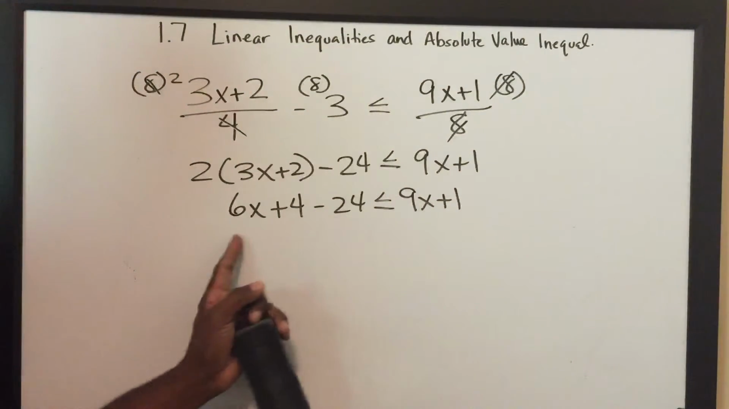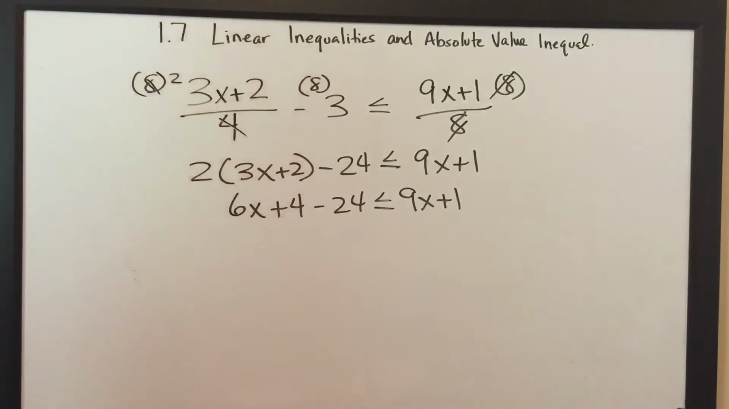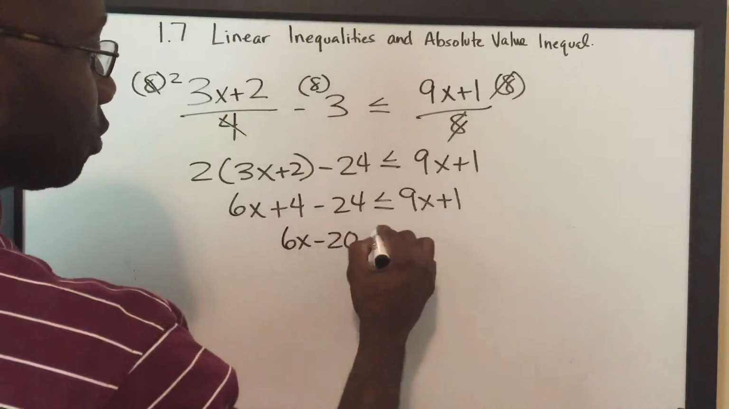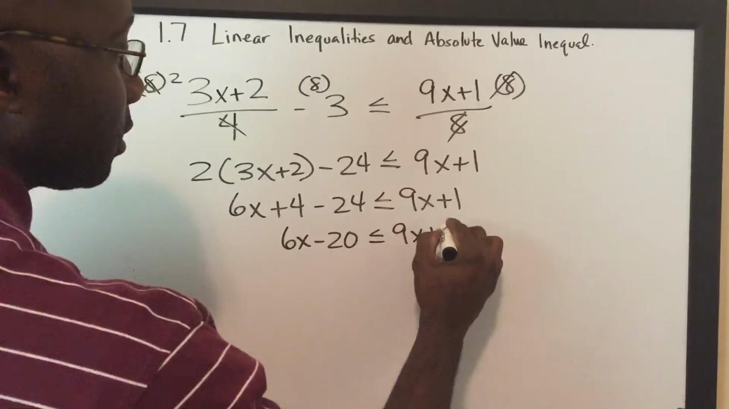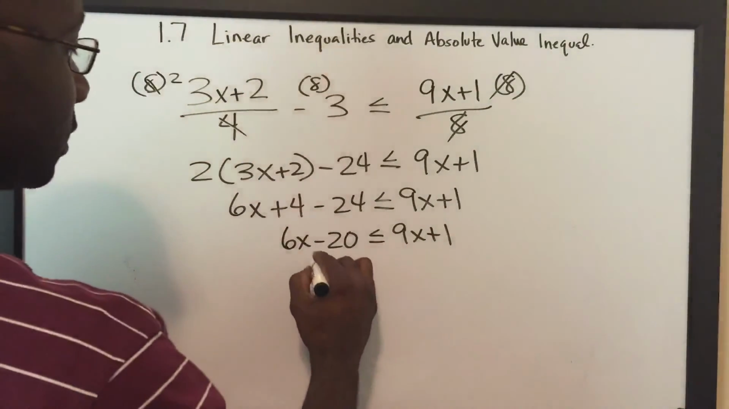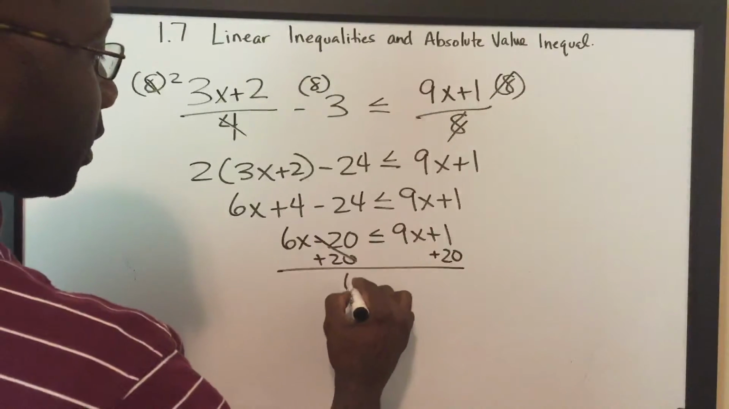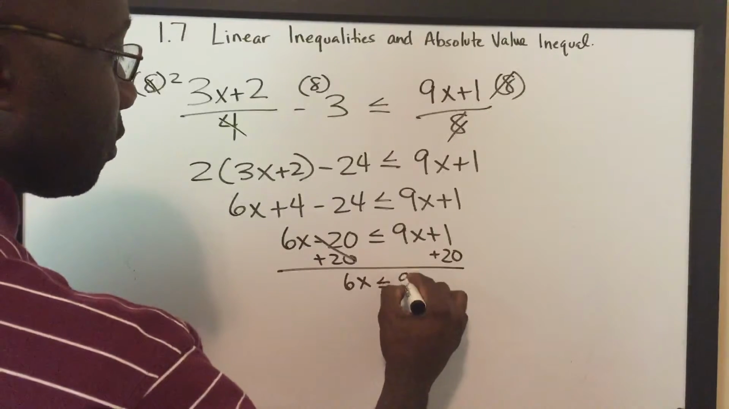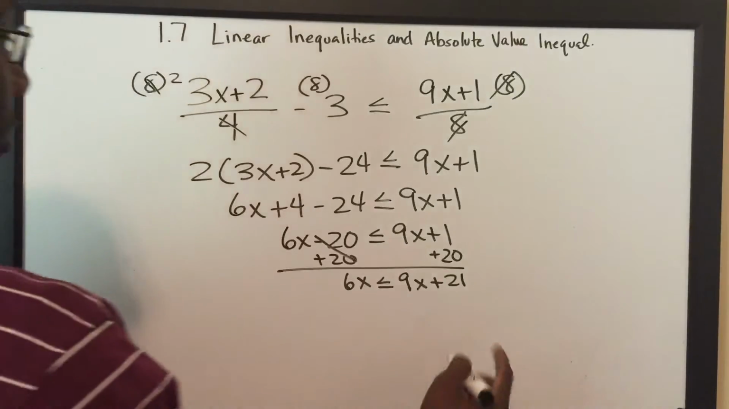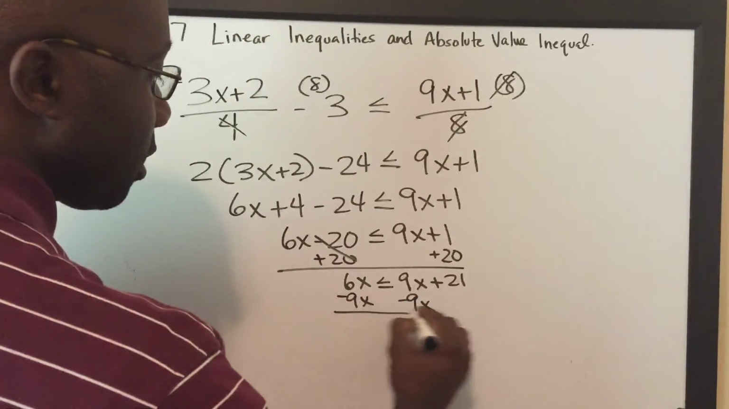What do we have in common on this side here? The 4 and the 24. So 4 minus 24, that's minus 20. So 6x minus 20 less than or equal to 9x plus 1. We'll have that there. Now let's add 20 to both sides. Add 20 here, add 20 there. This is going to cancel out. 6x less than or equal to 9x plus 21. Now, let's subtract 9x from both sides. Minus 9x here, minus 9x there.